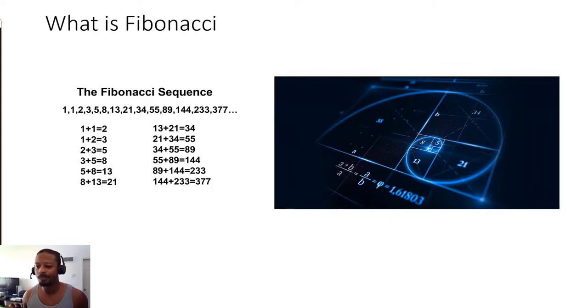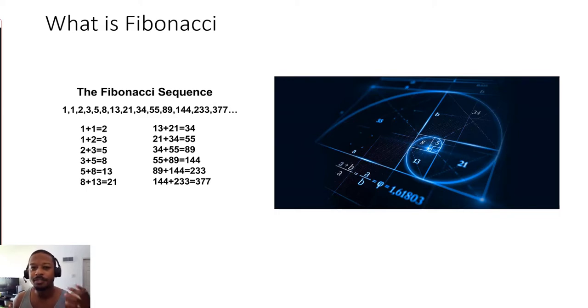So what is Fibonacci? Basically, the Fibonacci sequence is a mathematical computation made by Leonardo Pisano, I believe it was. The way it works is you mathematically start from zero, and you take the sum of the last two numbers in a sequence and put them together, and that gives you the Fibonacci number.